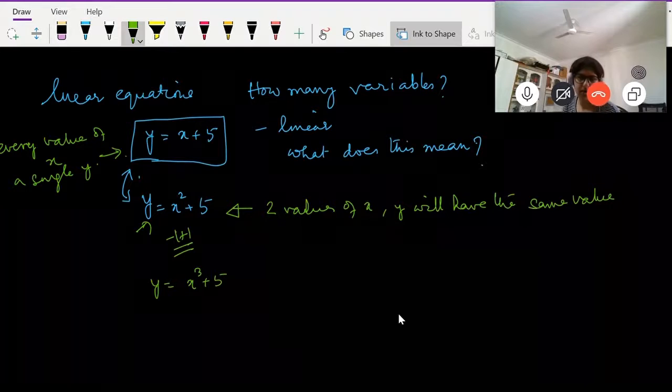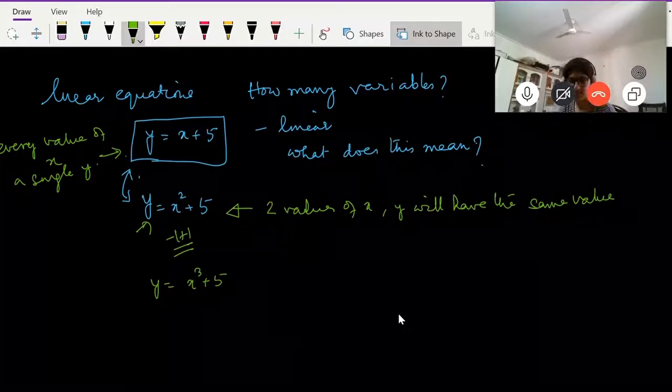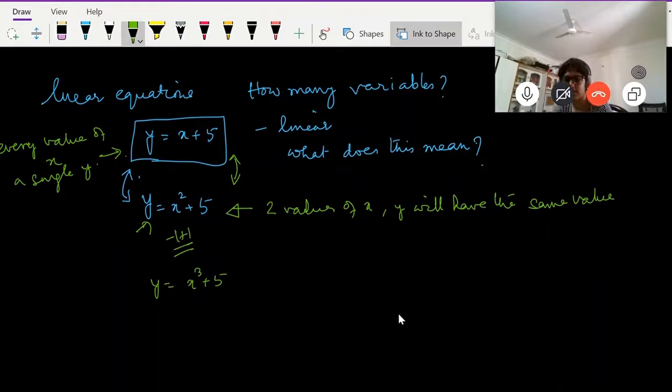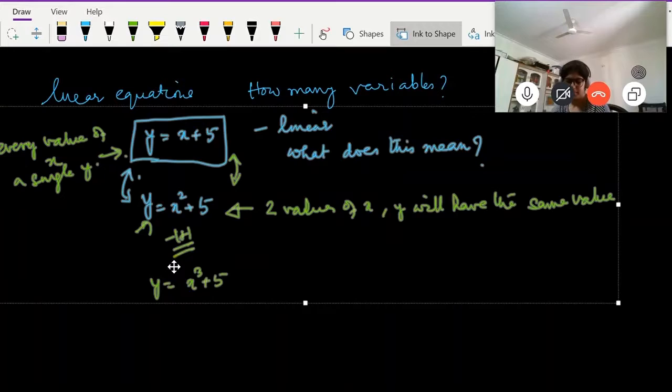Okay. And what about y equal to x cube plus 5? What happens there? Three values of x and then the value of y will be the same. It's a polynomial. Okay. Three values of x will give one value of y. Is that true? We'll see that. So for the time being, we'll talk about the first two. We'll come to the third one after that, right? Okay. So the physical meaning of the first one and the second one is that for every value of x, there will be one value of y.